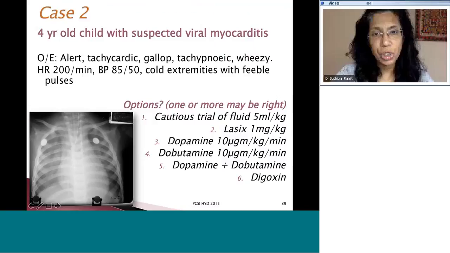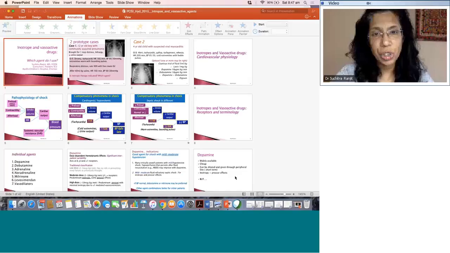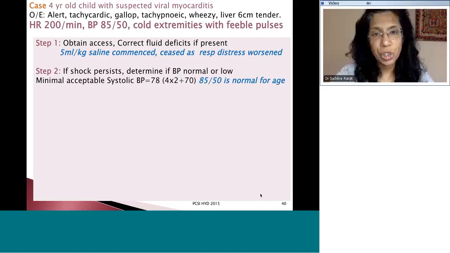This is the second case, a 4-year-old with viral myocarditis. He's tachycardic, with a gallop, tachypneic, wheezy, with cold extremities, but for his age his blood pressure is normal. So what can we do? What is a good agent for this patient? So his blood pressure is normal. The steps are: obtain access, give cautious fluid. Can we give diuretics? The fluids were commenced and stopped as respiratory distress worsened.